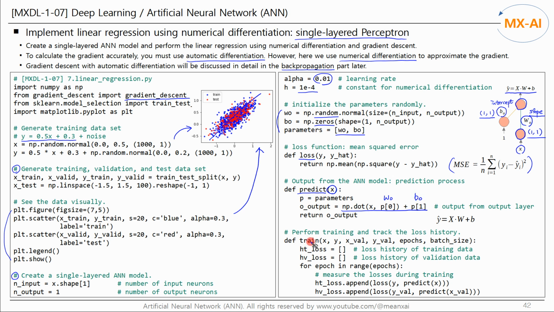Next, we write a function that performs the training process. Repeat the following process the given number of times. Input the training data x and the validation data xval into the current neural network and measure the loss. The parameters of the initial neural network are random values that have not yet been trained.